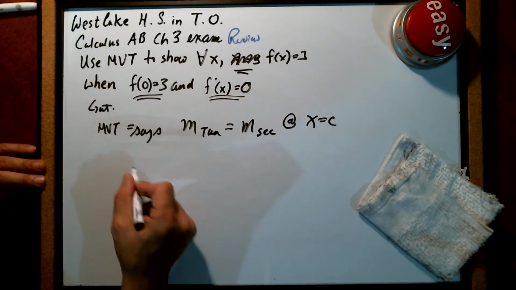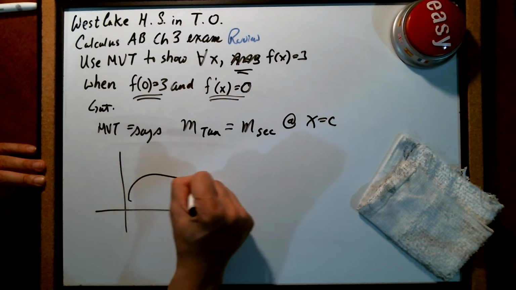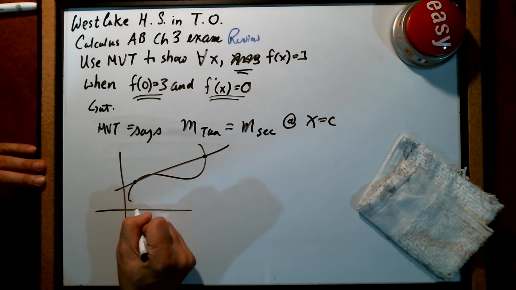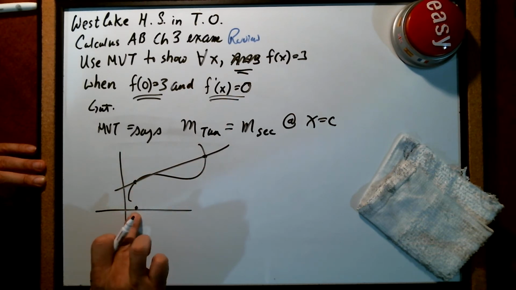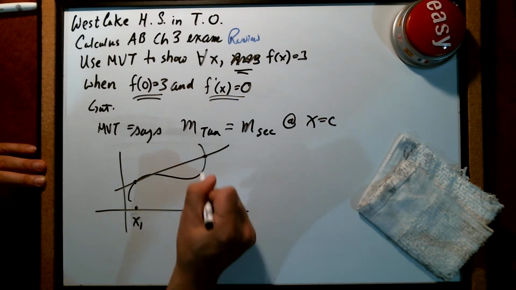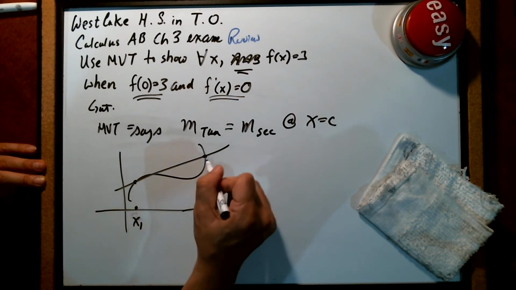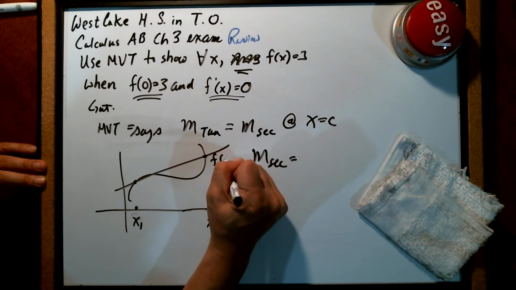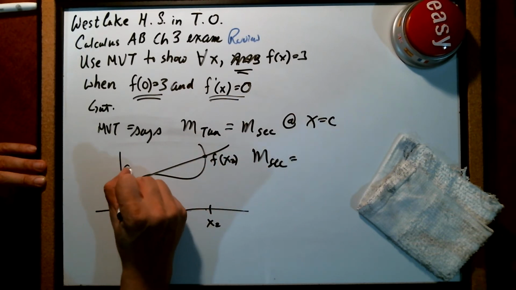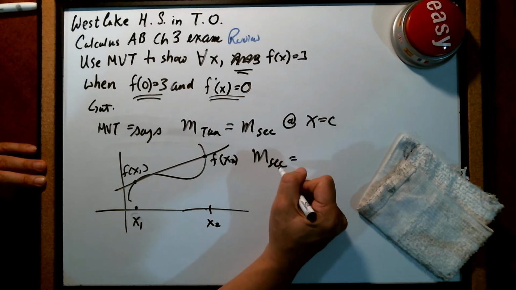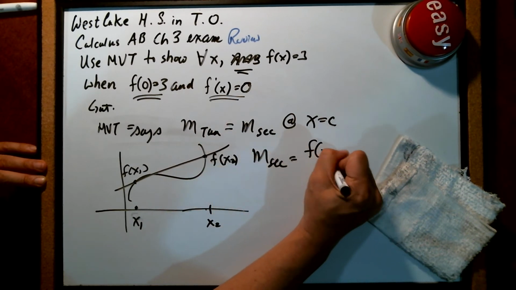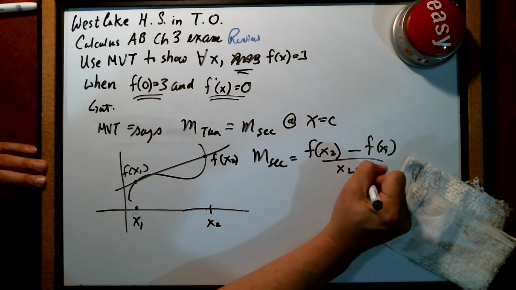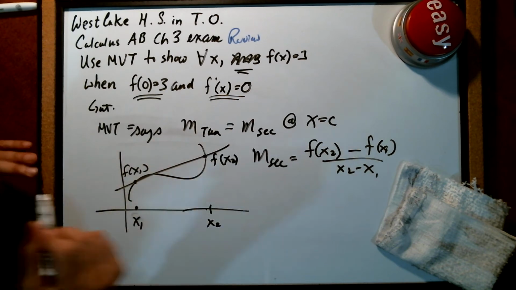Let's see what this says, basically. So you have a function like this. And I have x1 and y1. There's x1. And here's x2. My slope secant is equal to, here's my f of x2, here's my f of x1, so f of x2, y2 minus y1 all over x2 minus x1. That would be my slope, right?